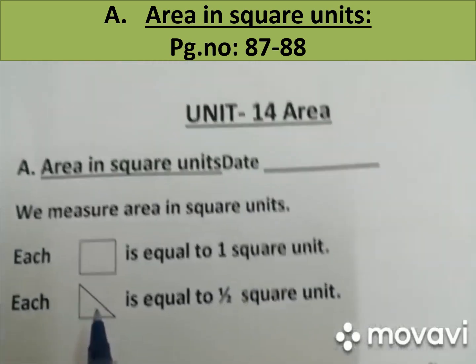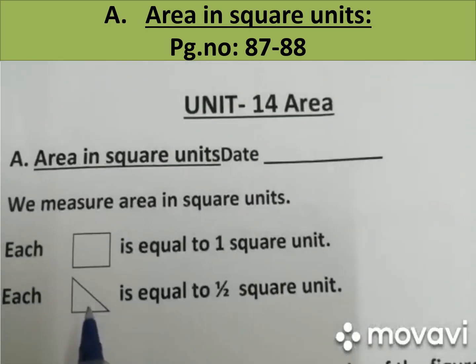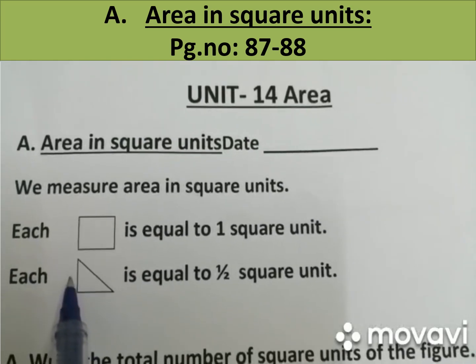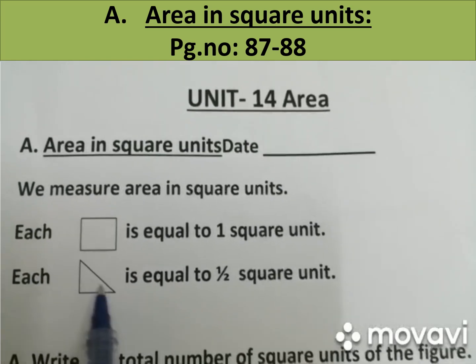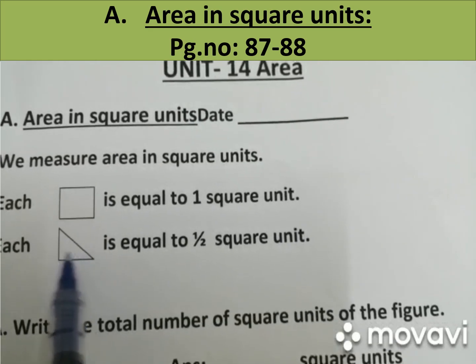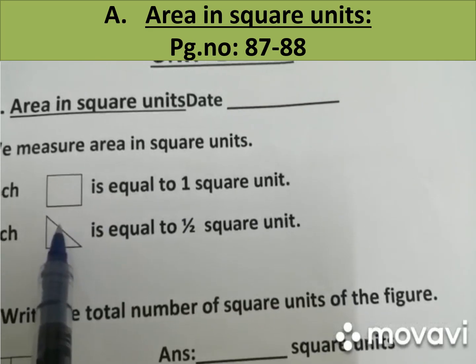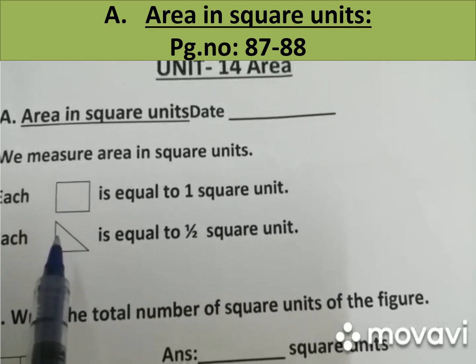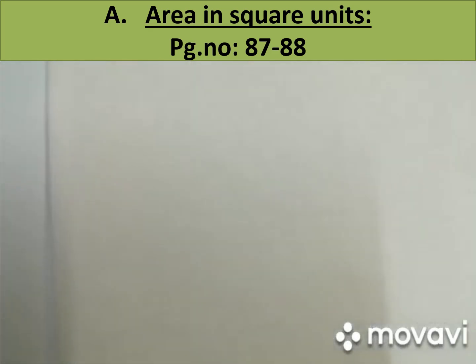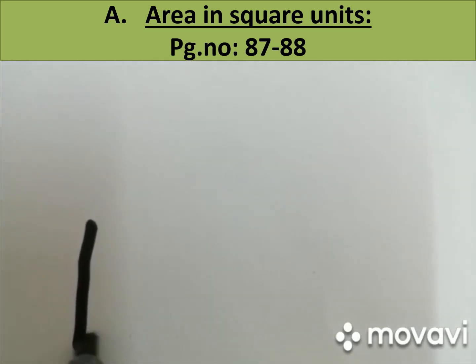How is it equal to half square unit? See, it's half of a square, right? Two triangles make up one square. How? I will show you how two triangles make up one square. I will draw a triangle here.